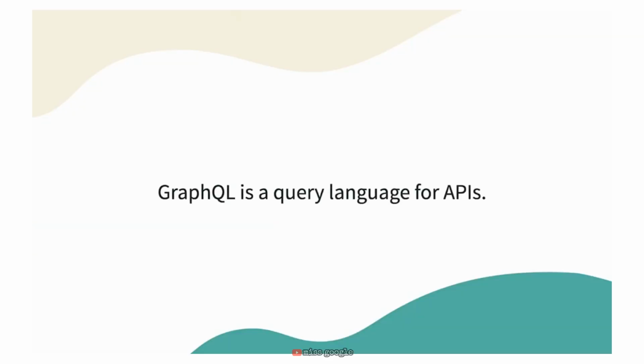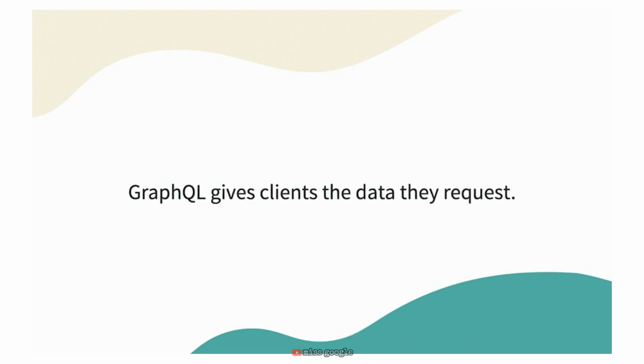Let's start by defining what GraphQL is. GraphQL is a query language for APIs and can be used to query data from a server. It also allows clients to specify exactly what data they need. GraphQL provides a complete and understandable description of the data in an API and makes it easier to evolve APIs over time. With GraphQL, you ask for the data you need from the service and you get exactly what you want.